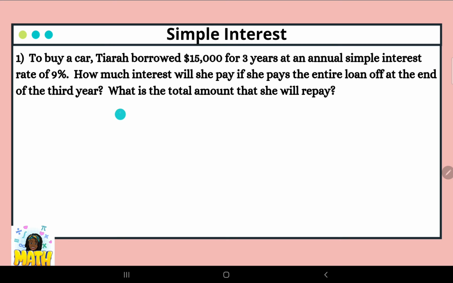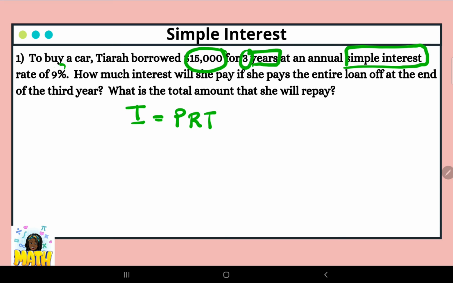So we're going to start by writing our formula for simple interest, which is I equals PRT. We know that 15,000 was being borrowed. It's going to be over 3 years. It's at simple interest. This is important. And the rate is 9%. And there are two parts to the question. How much interest will she pay? And then also, what is the total amount she will repay?